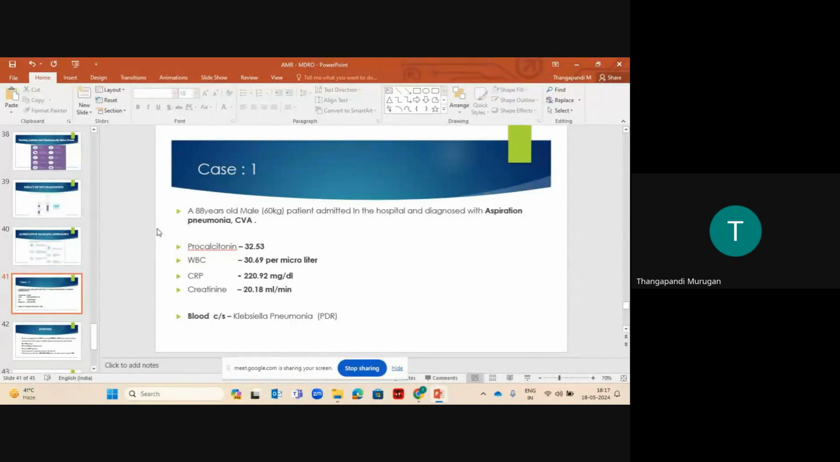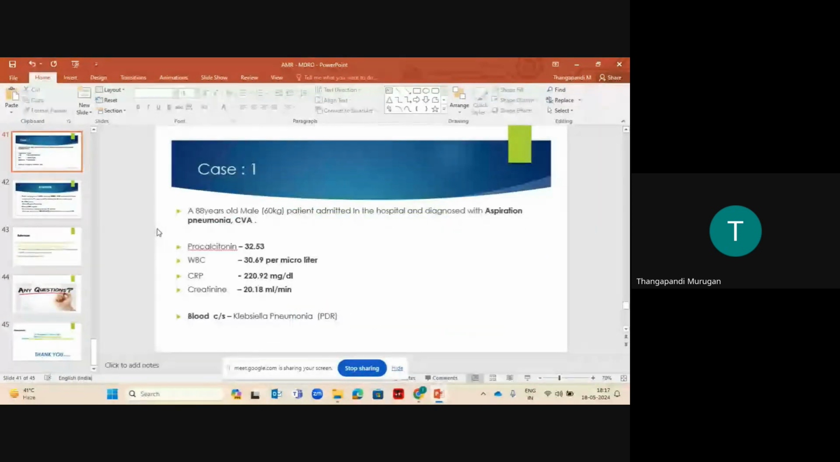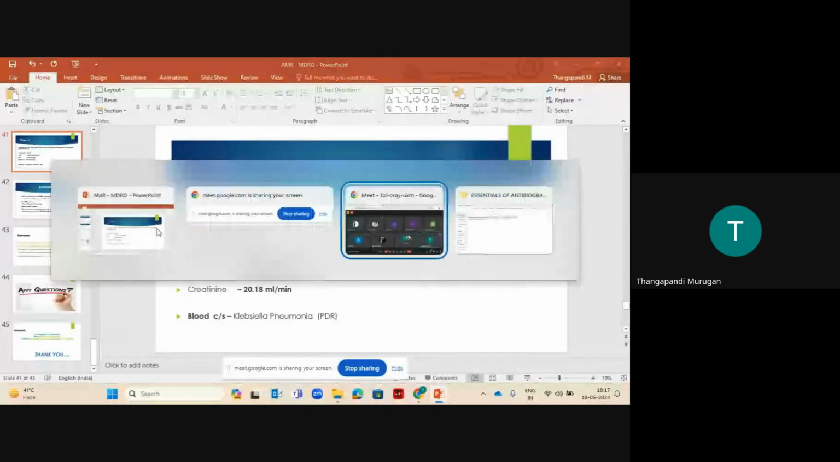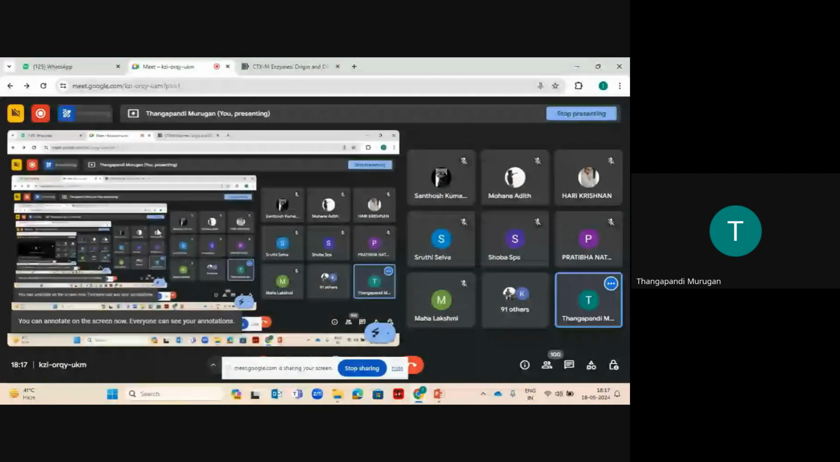So can any one of you tell me which will be the drug of choice for this particular condition? I just want to hear from you people, and then I'm going to wind up. It is already 5 minutes more here. Guys, kindly tell me. The Klebsiella pneumoniae is resistant. The patient's inflammatory markers are at very abnormal levels, and the organism is pan-drug resistant Klebsiella pneumoniae.